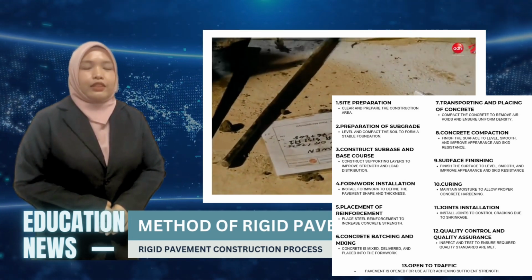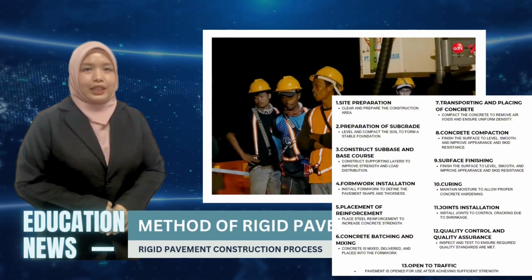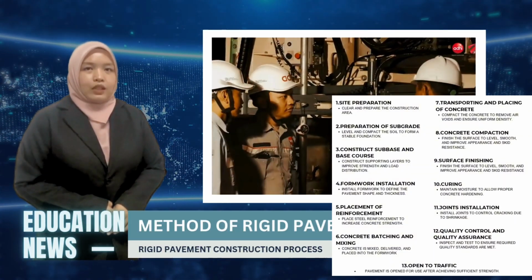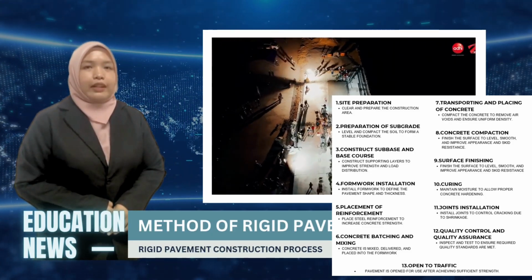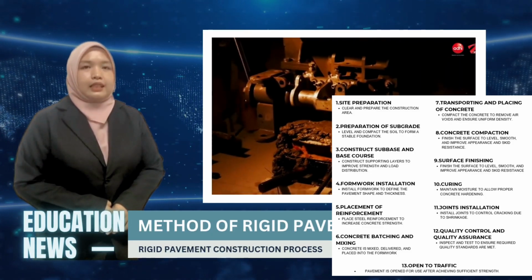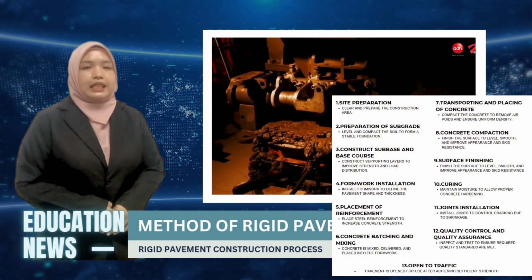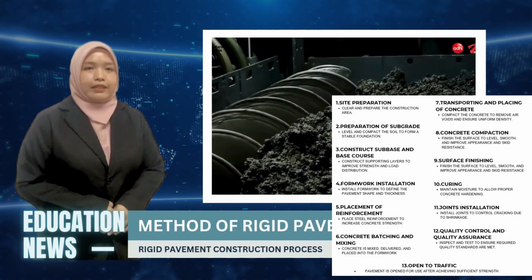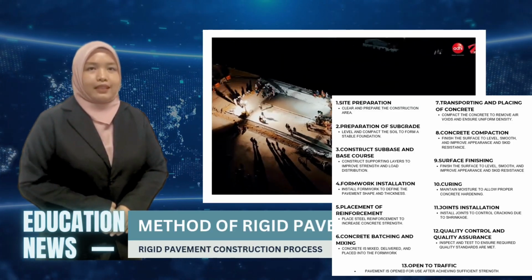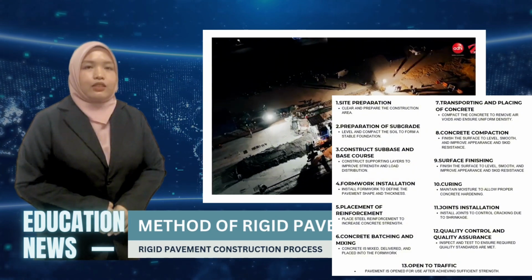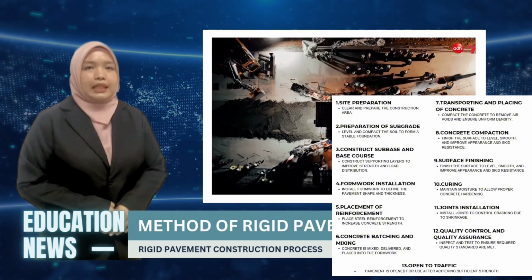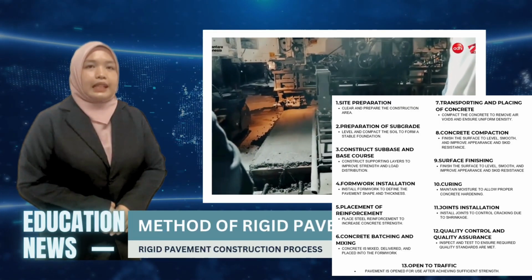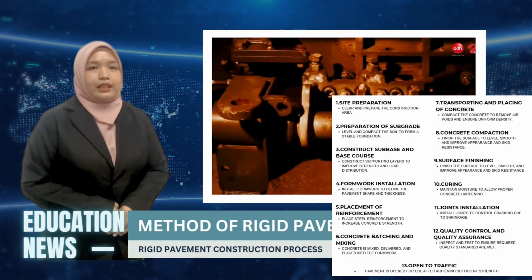The next stage involves concrete batching, transporting, and placing, where concrete is prepared and poured into the formwork. Once placed, concrete compaction is performed to remove air voids and ensure uniform density. Following this, surface finishing, including floating, belting, and edging, is carried out to level the surface, enhance appearance, and improve skid resistance. The pavement then undergoes curing, where moisture is maintained to allow proper concrete hardening. After curing, joint installation is carried out to control cracking caused by slippage.